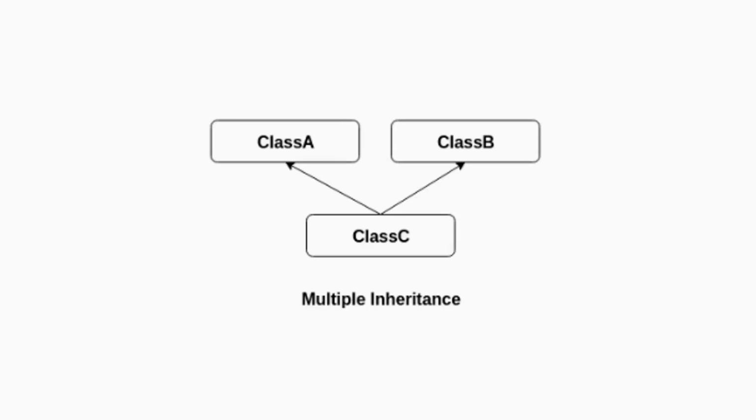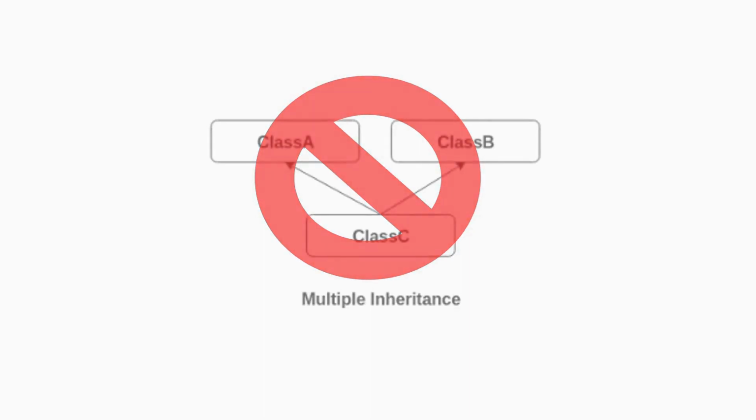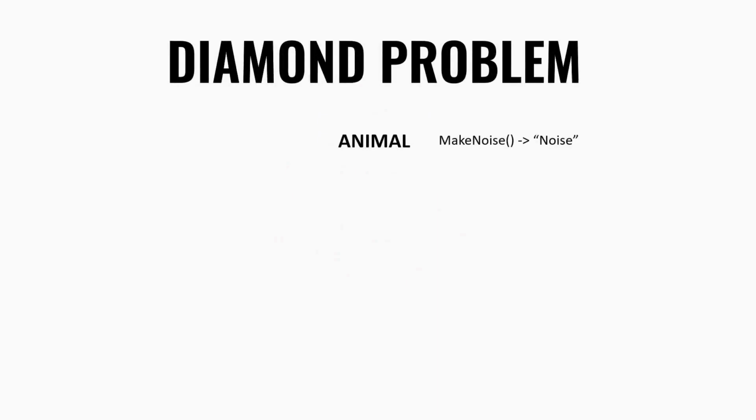Now there is another type of inheritance called multiple inheritance, which was intentionally restricted from Java and various other programming languages due to its problem with ambiguity. To understand why multiple inheritance was removed from Java, we'll need to understand the diamond problem, which is also known as the deadly diamond of death.